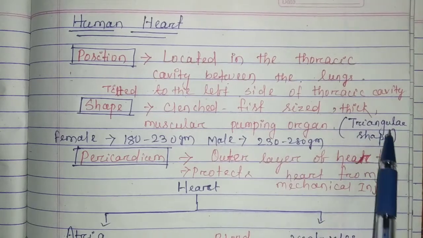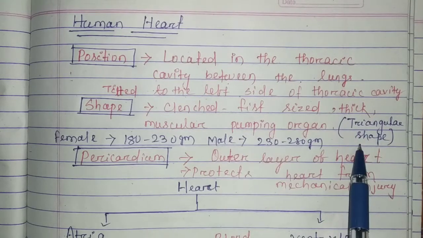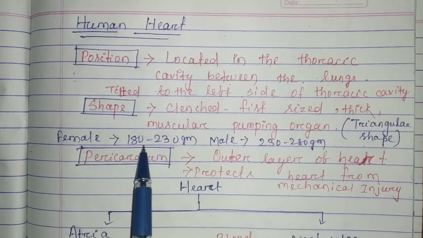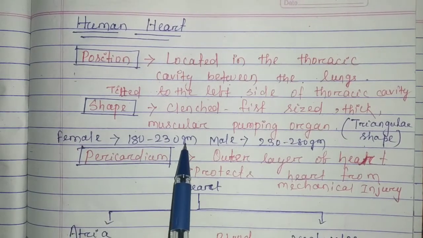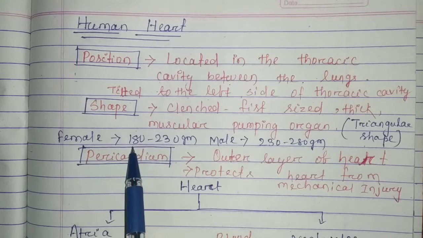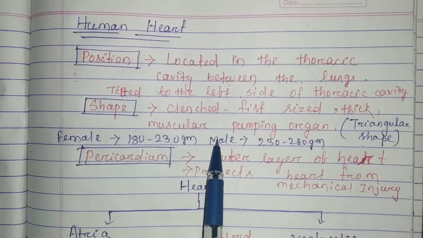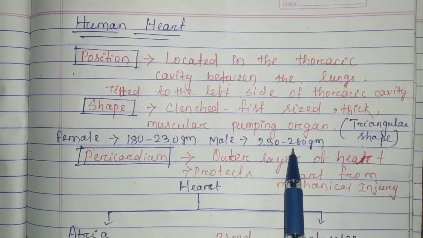It is also slightly triangular in shape. In females its weight is 180 to 230 grams, whereas in males it is 230 to 280 grams.